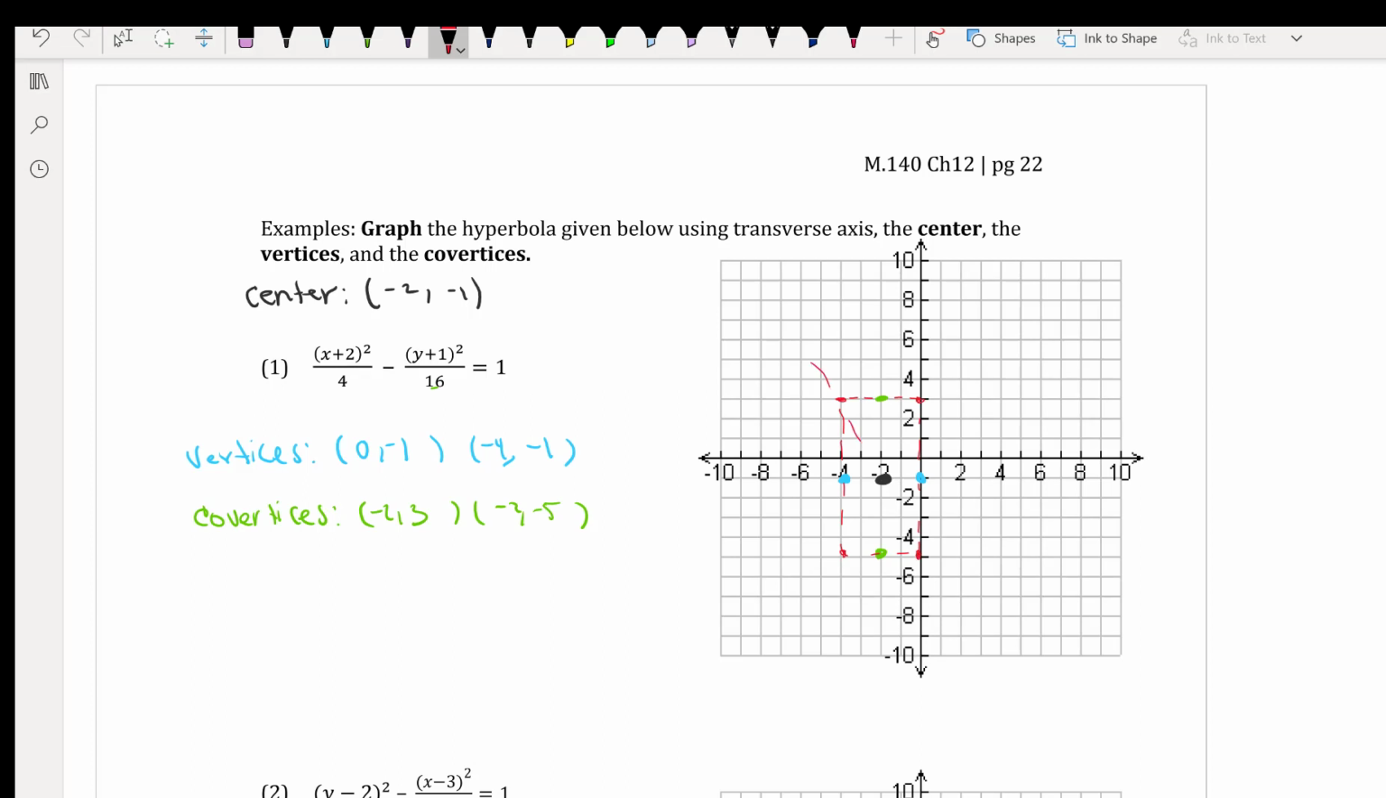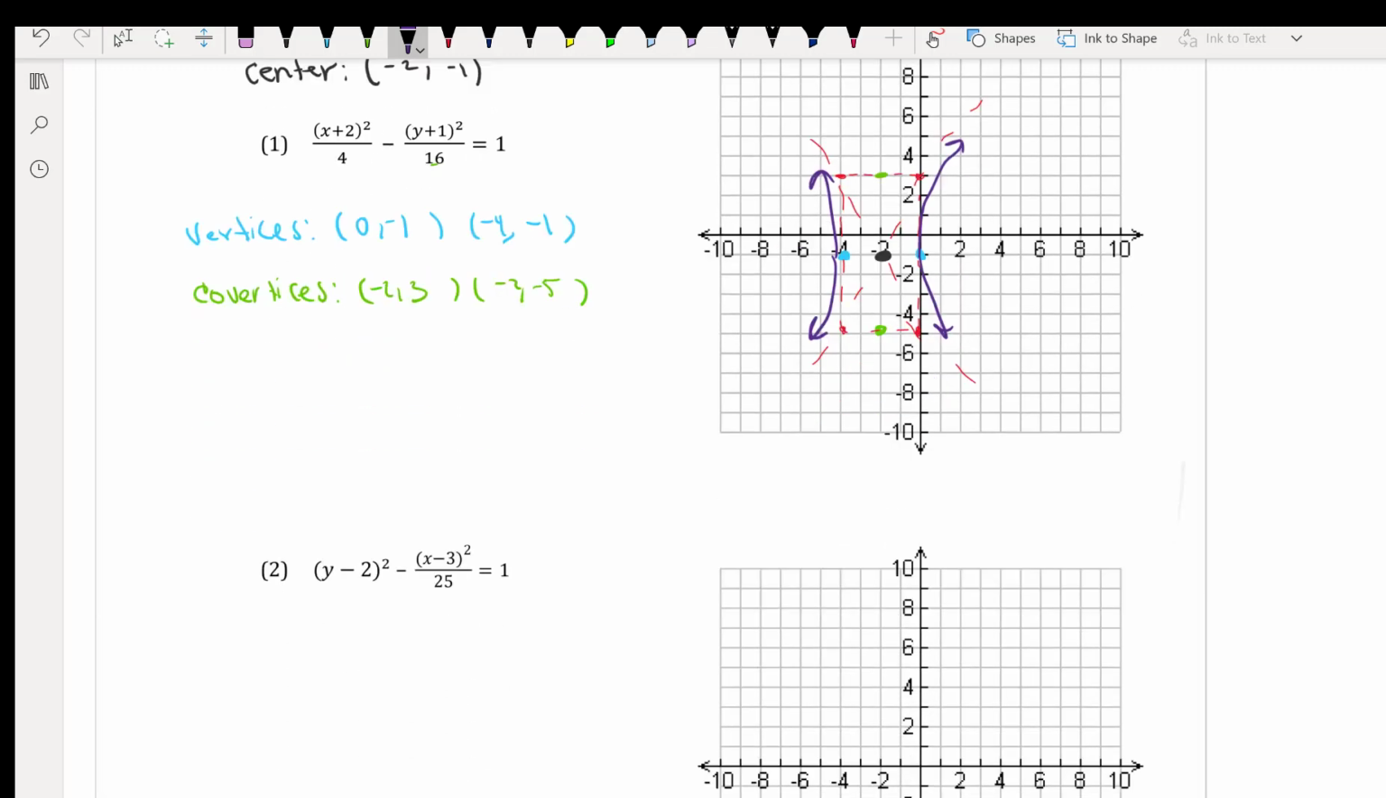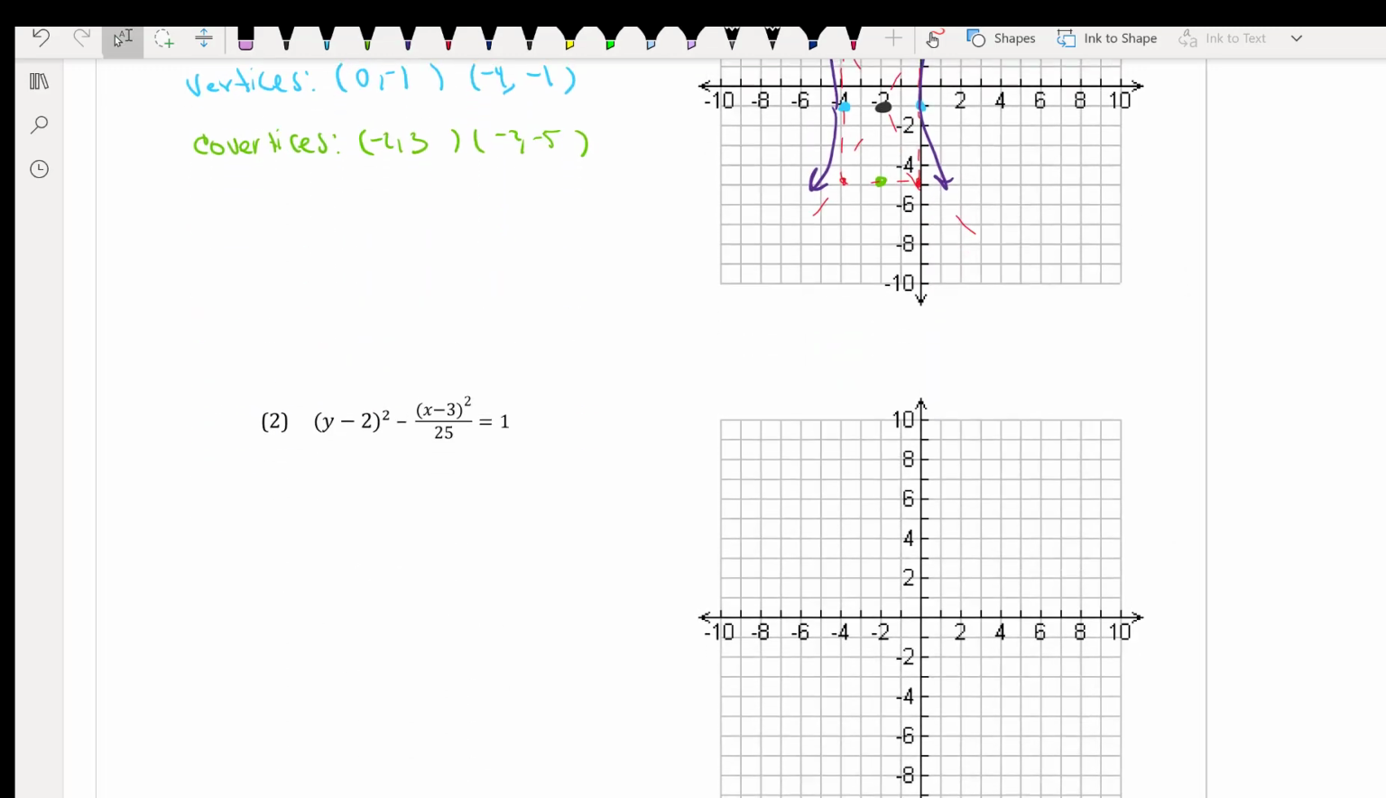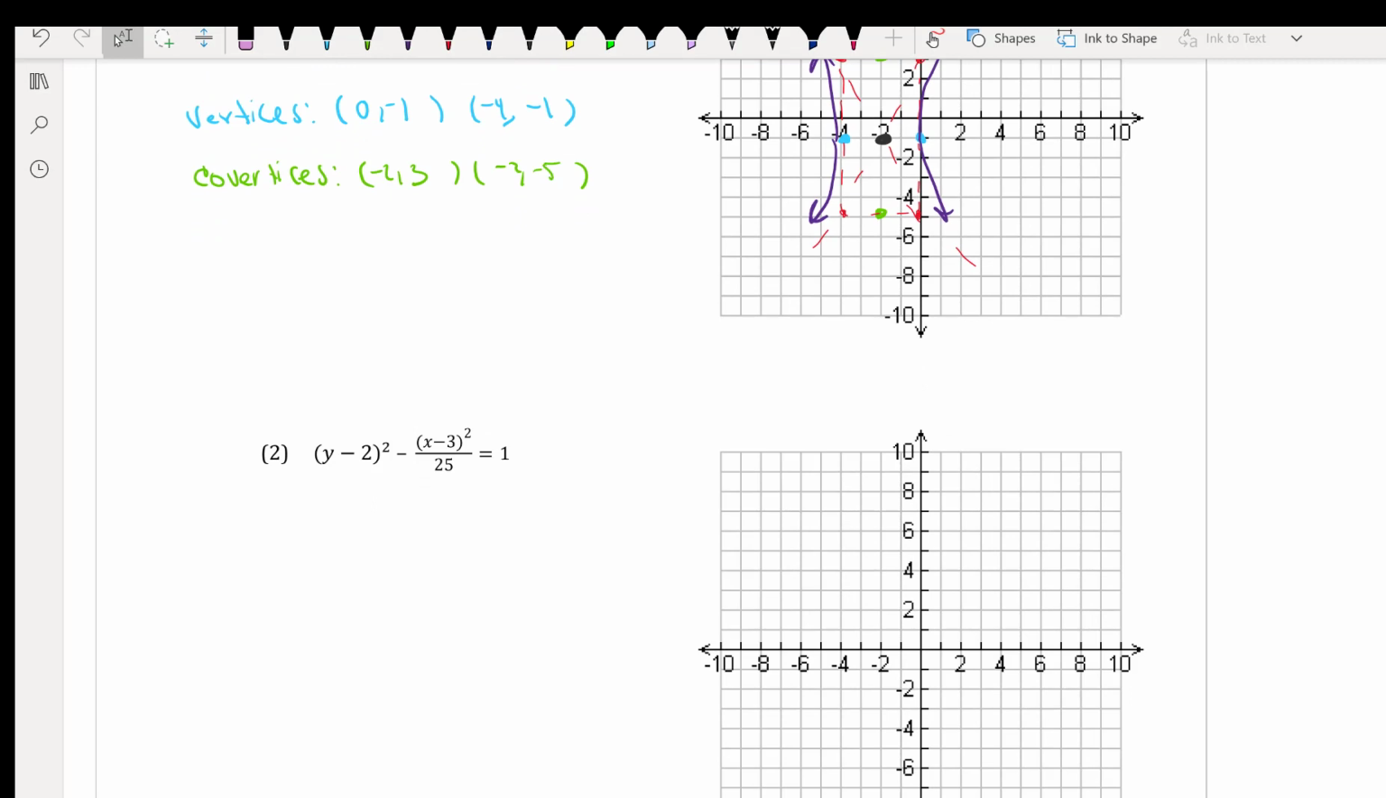And so that is what that looks like. Since the x came first, it's going to be along the x-axis. And that is what my hyperbola looks like. Now for number 2, I can see that the y comes first. And I also see here that I'm going to have a denominator of 1.